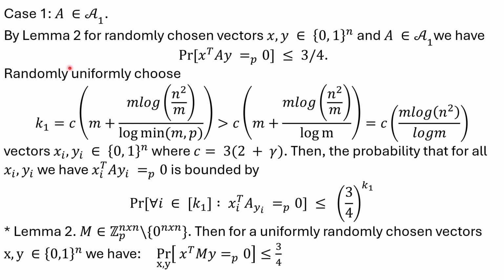We randomly and uniformly choose k1 vectors. K1 is defined right here, and we can see that it's greater than c m log n squared divided by log m. This is true because log minimum of m and p is less than or equal to m, and here we have it as a denominator, so we get this inequality. And c is defined right here. Then the probability that for all xi, yi we have xi transpose A yi equal to 0 is bounded by three quarters to the k1, because we want all the pairs to have this equality.